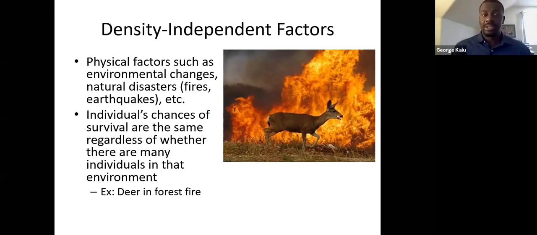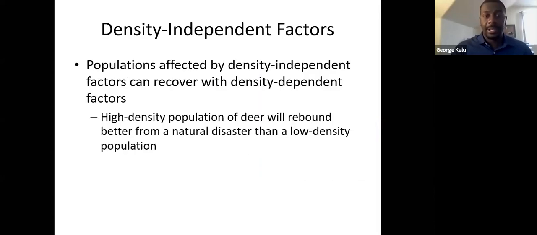So the chances of survival are going to be the same regardless of the number of individuals present in that particular environment. The density is not going to impact whether an individual survives or not, in the case of natural disasters and environmental changes and so on. However, for density independent factors, populations that have a higher population density are going to be able to rebound better from natural disasters than low population density.